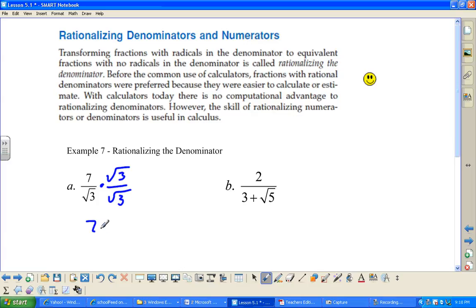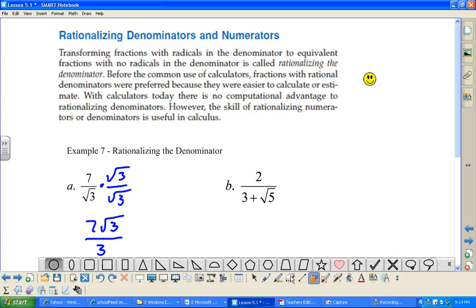So in the numerator, we're left with 7 times the square root of 3 over 3. And you can't cancel these 3's out here, so that question would be done then. So we're finished with that one.